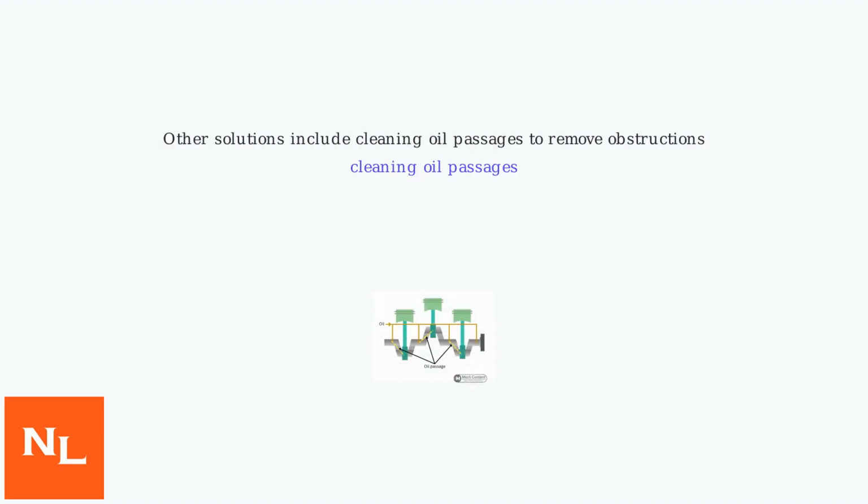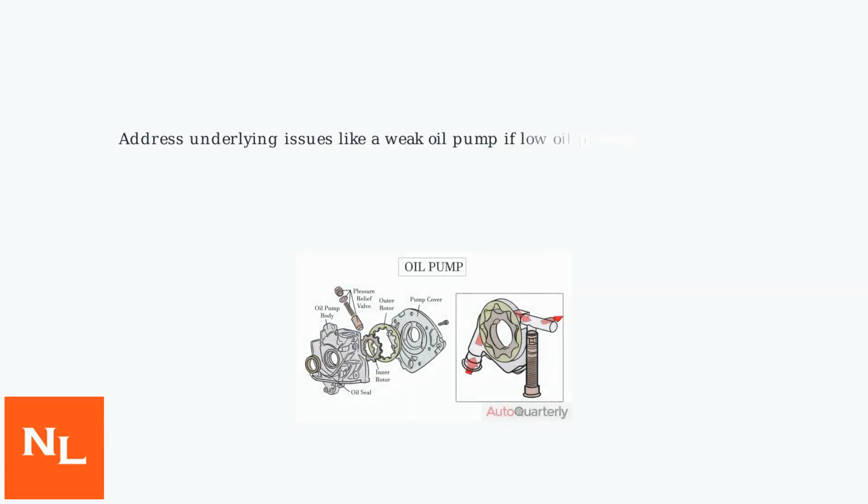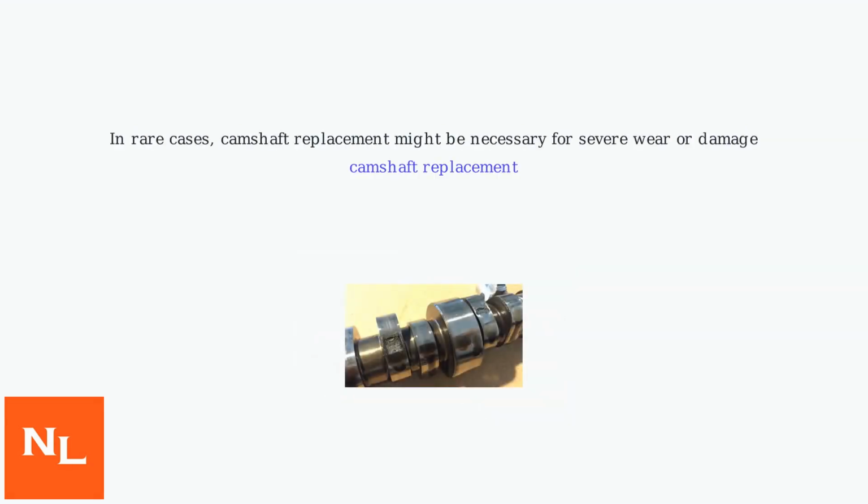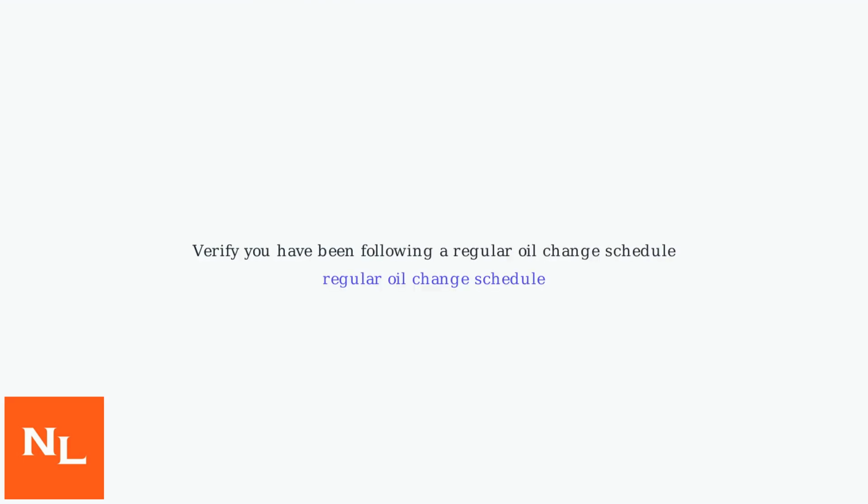According to a 2024 AAA survey of 5,000 repairs, 70% of P000C cases are linked to poor oil changes. The most common fix for P000C is replacing the faulty VVT solenoid. Other potential solutions include cleaning oil passages to remove obstructions. Address underlying issues like a weak oil pump if low oil pressure is suspected. In rare cases, camshaft replacement might be necessary for severe wear or damage. Verify you have been following a regular oil change schedule.